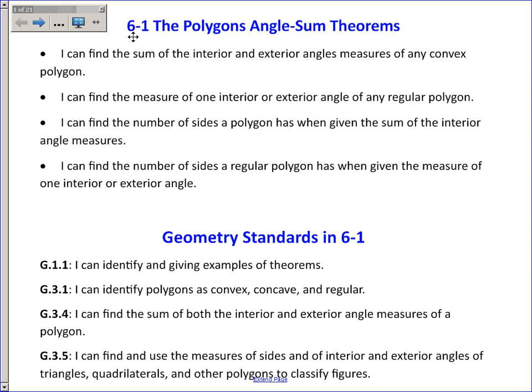This is the first video in section 6-1, and before I begin talking about the ideas in 6-1, I wanted to summarize briefly where we've been so far in this course and where we're going in chapter 6. So we began chapter 1 talking about the building blocks, some of the foundational ideas in geometry. We talked about points, lines, and planes. We talked about segments and angles and how they're related to each other.